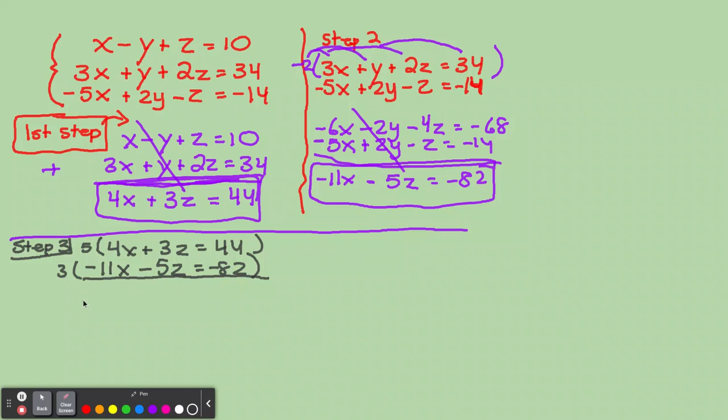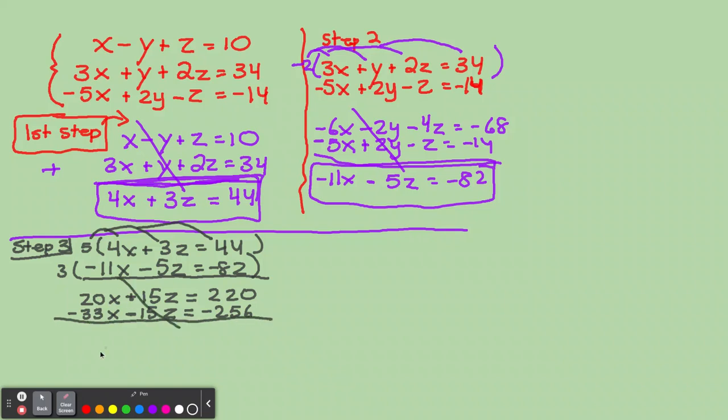Well, on the top we're going to get 20x because 5 times 4 is 20, right? 20x plus 15z equals 220. Just distributing the 5 all the way out. And on the bottom, if we take the 3 and distribute, we'll have a negative 33x minus 15z. See why we did a 3 and a 5? Because now we can get rid of the z. Equals negative 256.